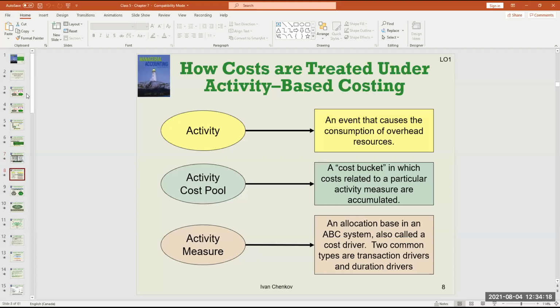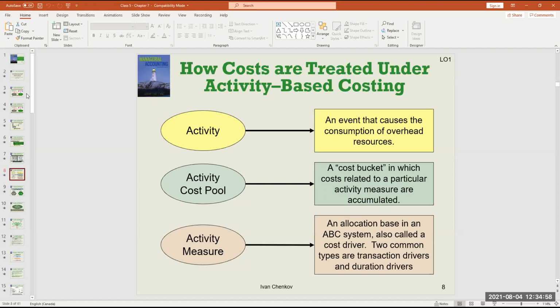How are we going to do this? For activity-based costing, we're going to come up with the activity first. An activity is an event causing the consumption of overhead resources. Second, we assign the activity cost pool, the cost bucket in which the costs related to the particular activity measure are accumulated. And then we come up with the activity measures. Activity measures are the allocation base in the activity-based costing system, also called cost drivers. Two common traditional types of drivers are the transaction driver and the duration driver.